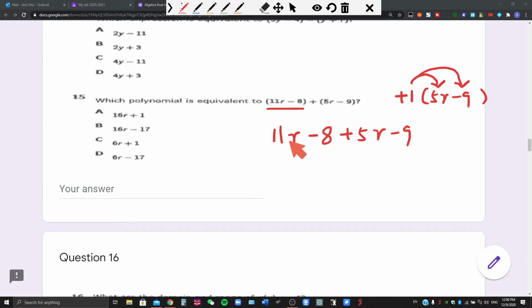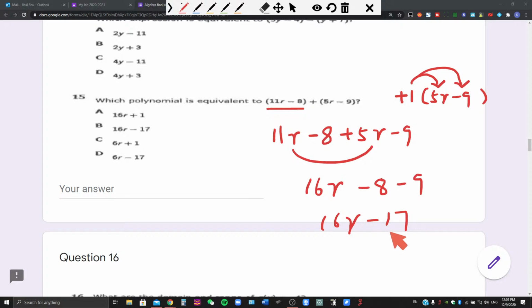And then let's do it. 11r plus 5r. That's going to be 16r. Subtract 8, subtract 9. That's going to be subtract 17.